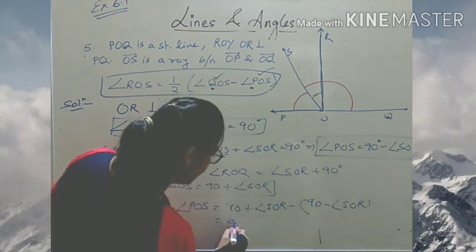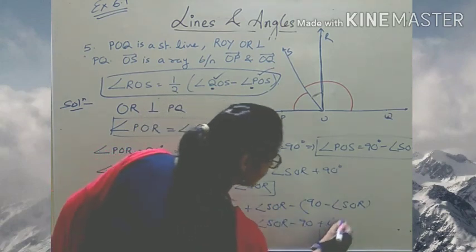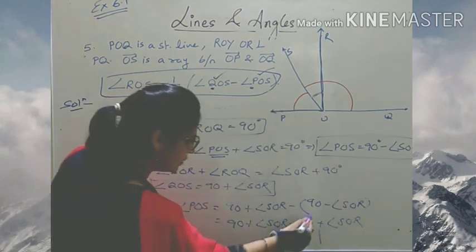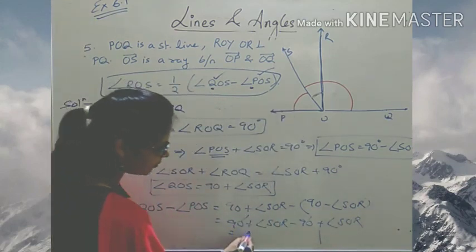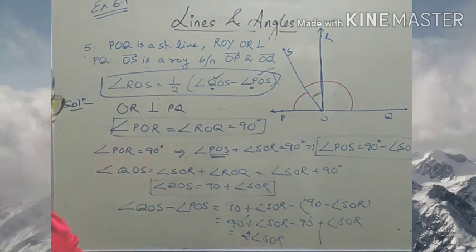तो क्या हो जाएगा ये? 90 plus SOR minus 90 plus SOR. So these two will cancel out, and how much we will get? Twice of SOR. So thus what we are getting, that QOS minus POS is twice of SOR.